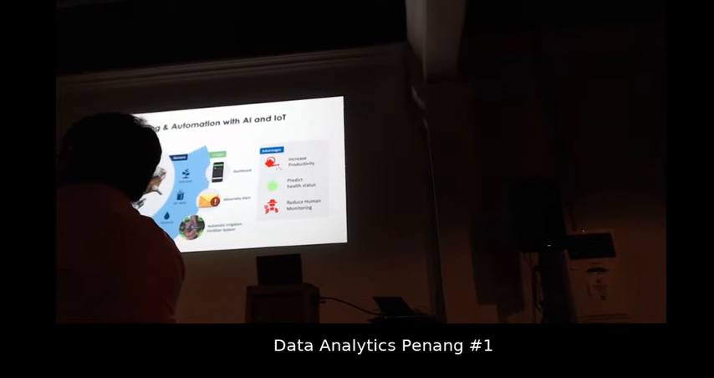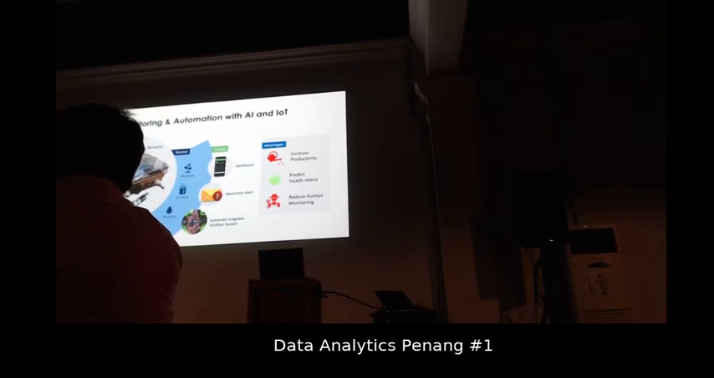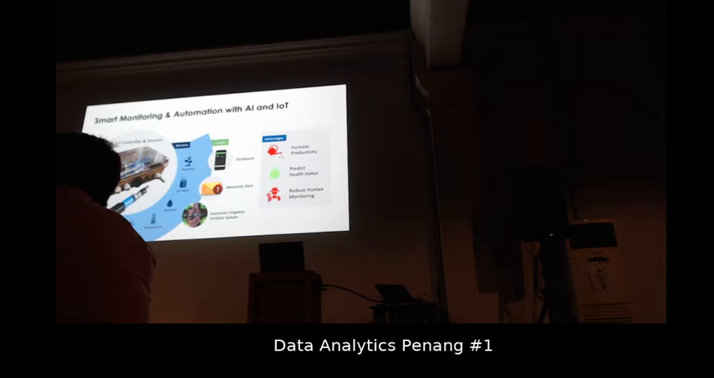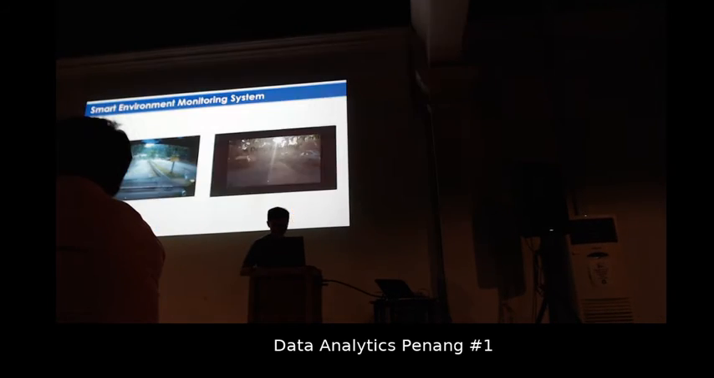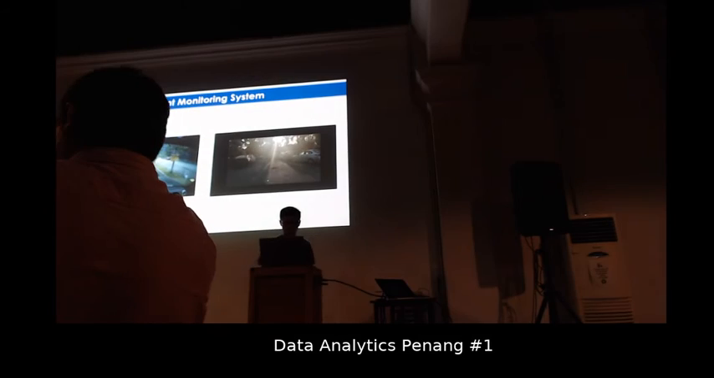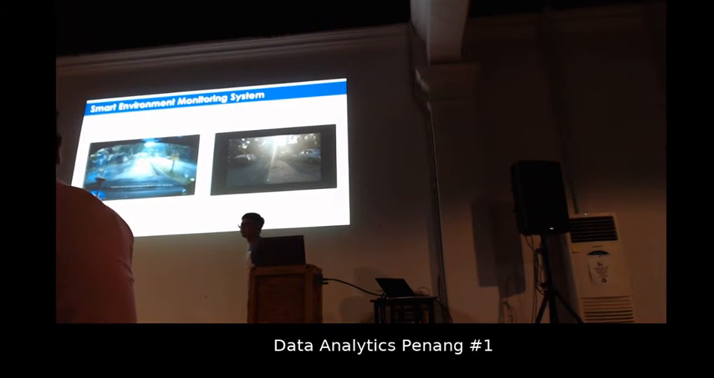I'm sorry, that will be the last question. I'm more interested in the smart environment one, because this time you showed a footage whereby the device is placed on the car and then moving, right? I see that the car speed is kind of slow. What if the car is moving quite fast? Do you have a certain limit for it to capture?